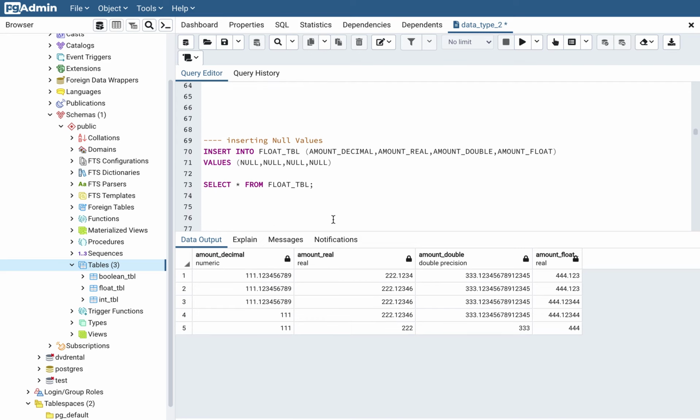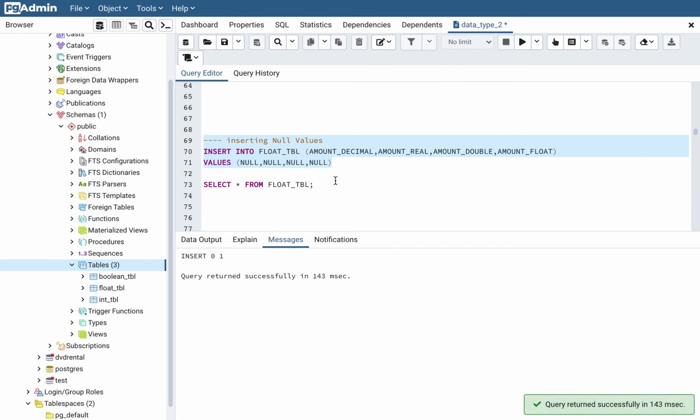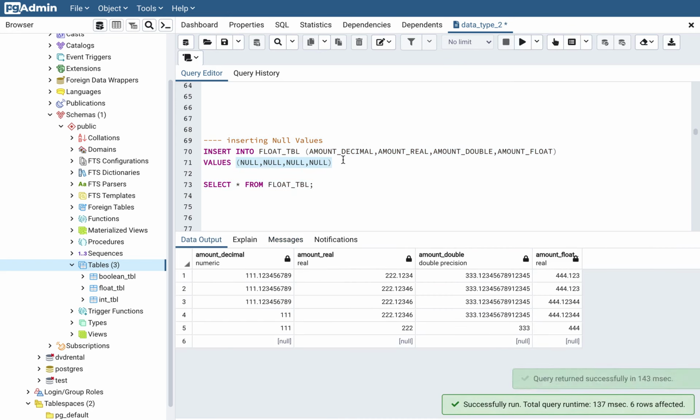Now next thing is, can these decimal values accept null values? Yes, of course it can. So you see, I'm trying to insert null values for the entire row, which it will accept easily. Okay, sorry, my bad. Let me execute this piece of code first, and then let me show you the table. So what I have done here is, I have inserted all the null values, which is reflected here.